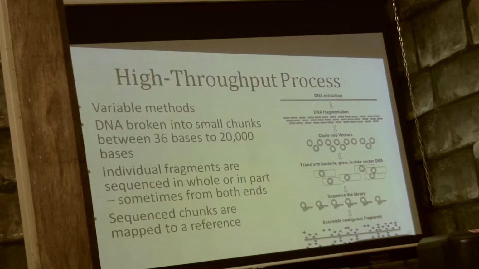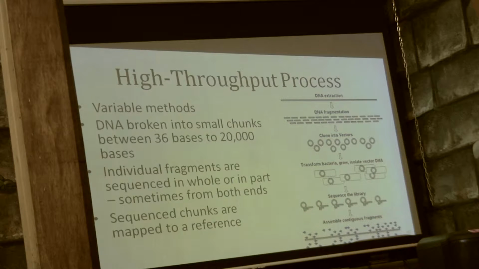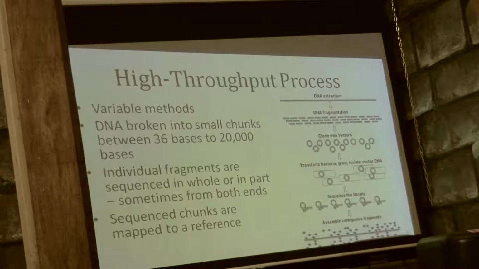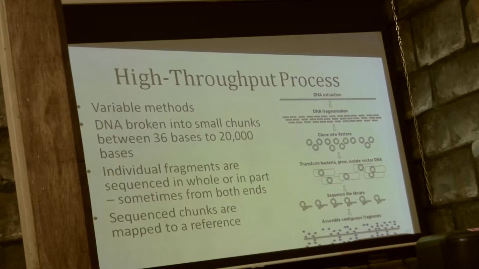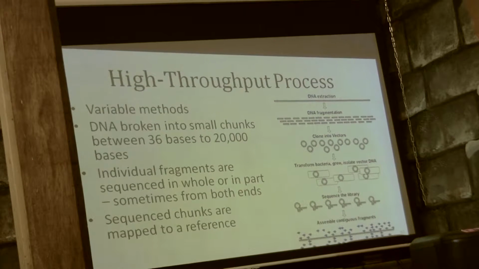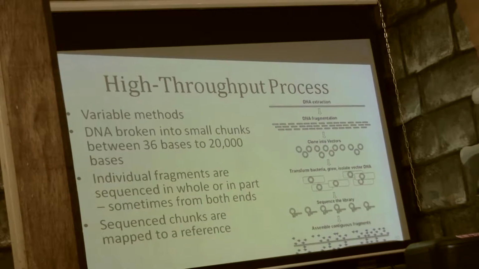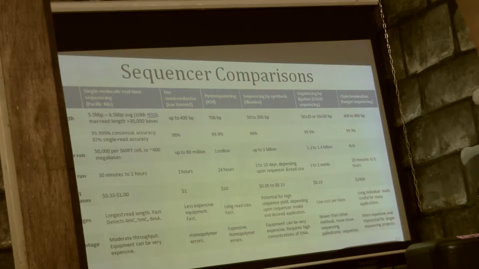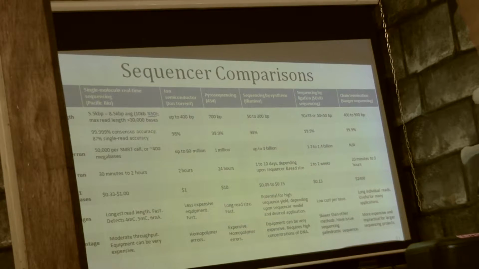Then it gets clumped into vectors attached to bacterial circular DNA. And then that gets sequenced using an array of different things, including algorithms developed by NASA. This is a comparison of the various things.